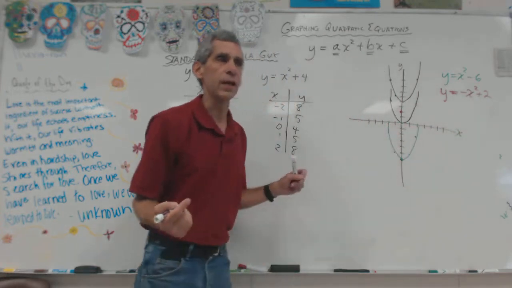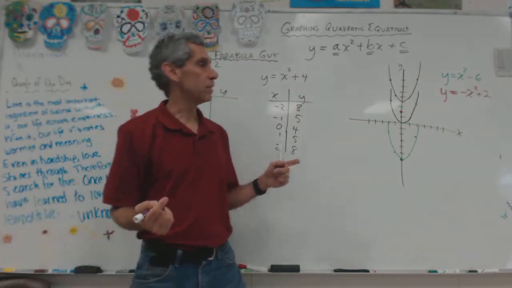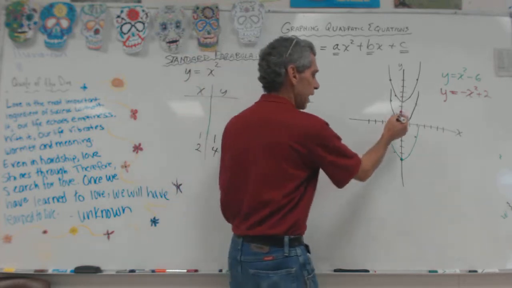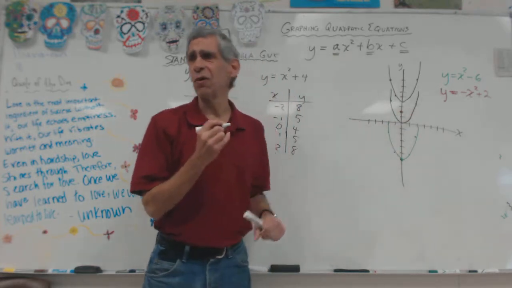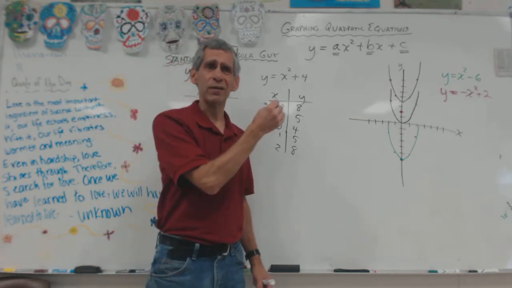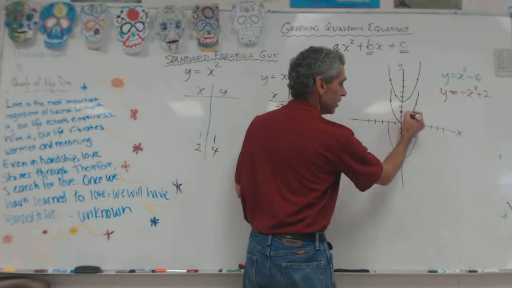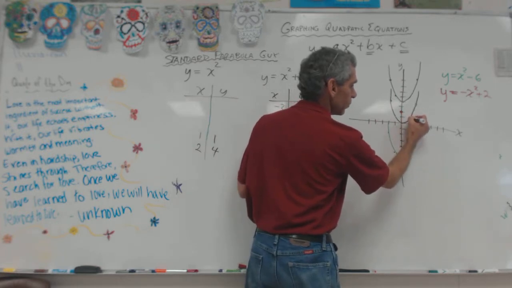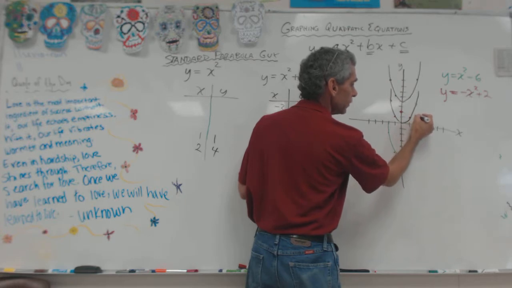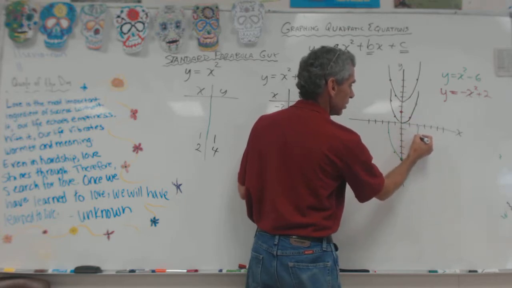There's no something x. Got to start there. Is it going to be happy face or sad face? Sad. So sad. So instead of over 1 up 1, it's going to be over 1 down 1. Over 1 down 1. Over 2 down 4.